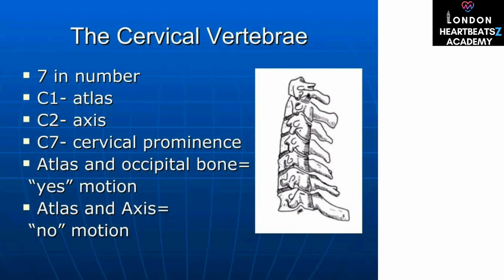The cervical vertebrae are 7 in number. C1 is the atlas, and C2 is the axis. C7 is known as the cervical prominence. The atlas and occipital bone facilitate the yes motion, while the atlas and axis allow for the no motion.